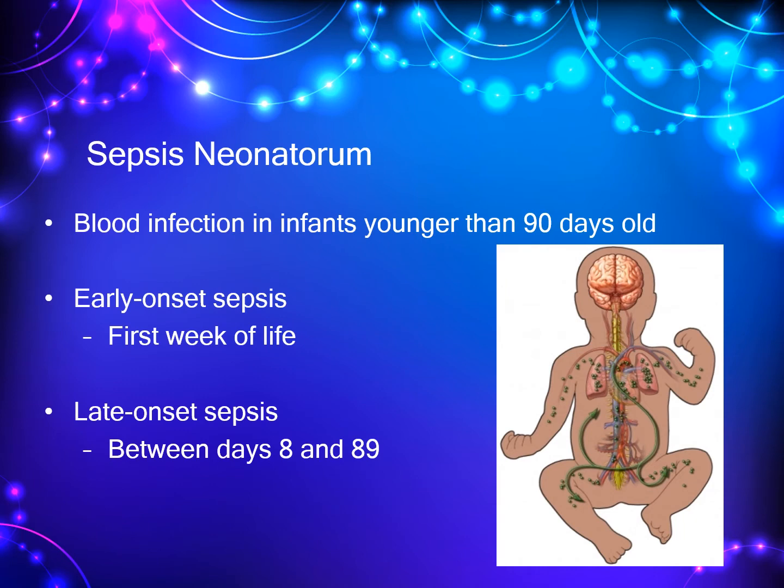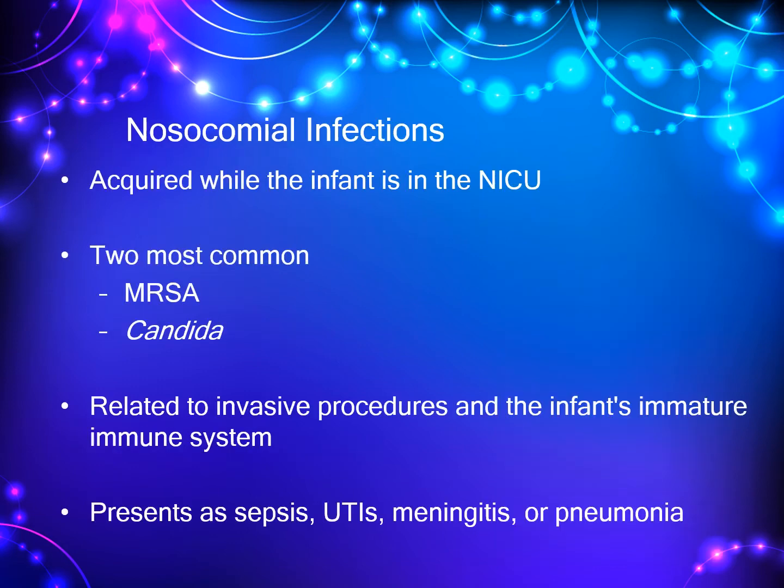So sepsis neonatorum is a blood infection in infants that are younger than 90 days old. Early onset sepsis is seen in the first week of life. Late onset sepsis is between days 8 and 89. Nosocomial infections are possible if your baby is admitted, especially to the NICU, and has invasive procedures done. The 2 most common for babies are MRSA and Candida. Again, it's related to invasive procedures and the fact that the immune system is immature.